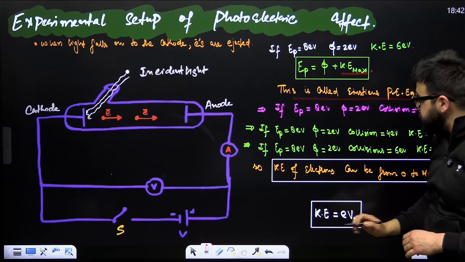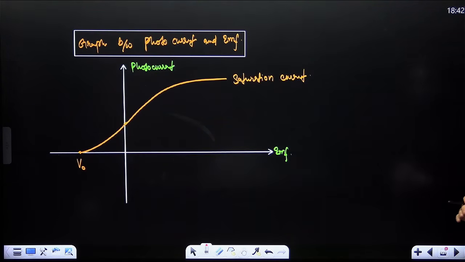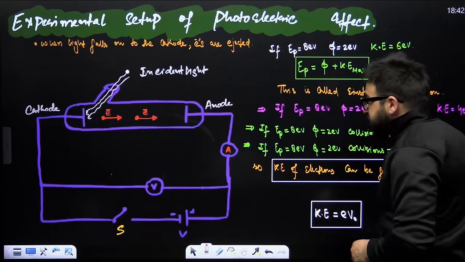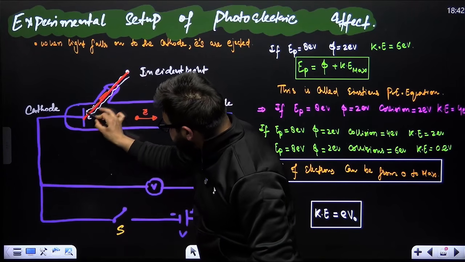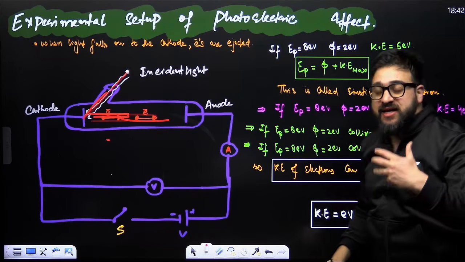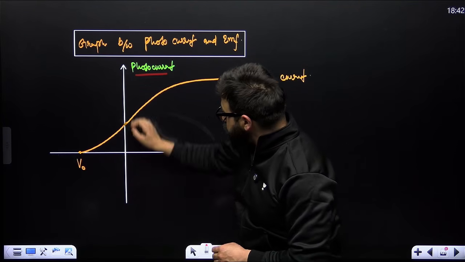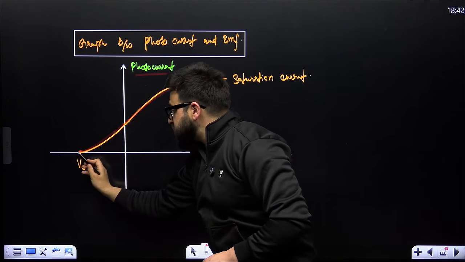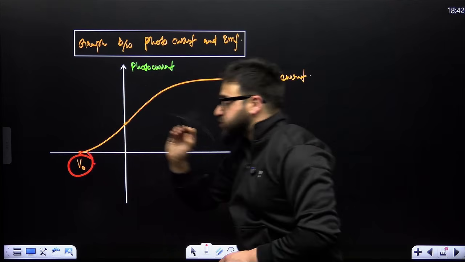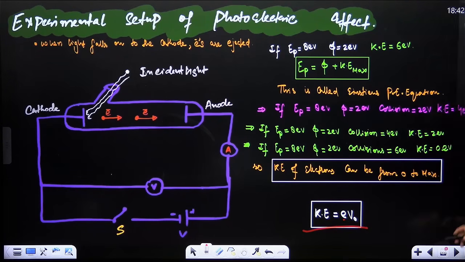And my dear NEET aspirants, we also say the kinetic energy of the electron is eV0, where V0 is the stopping potential. You need to remember this also. When photons fall on the metal surface of this cathode, electrons come out of the cathode and start moving. When they start moving, they create photocurrent. If we make the graph between photocurrent and EMF, it is something like this. The potential where photocurrent is 0 is what we call the stopping potential. At stopping potential, the kinetic energy of the electron is eV0.